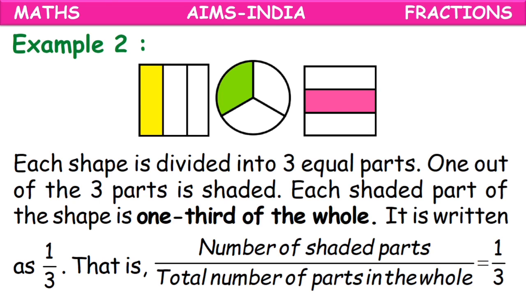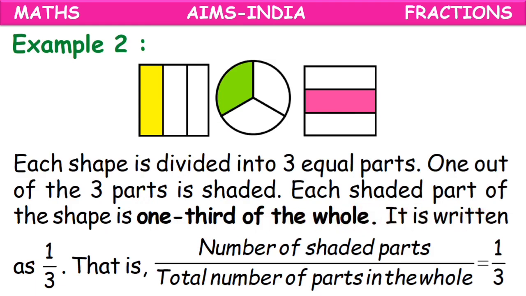Next, example 2. Each shape is divided into 3 equal parts. Here we have 3 shapes and each shape is divided into 1, 2 and 3 equal parts. So, 1 out of the 3 parts is shaded. If you observe, only 1 part is shaded. Each shaded part of the shape is 1/3 of the whole. We learned it is only one of the 3 parts, so it is called 1/3 of the whole.